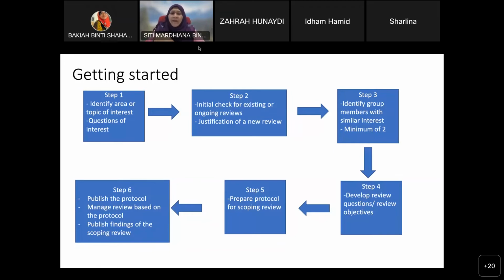And then step 5 is to prepare the protocol for the scoping review. And the good thing is that, similarly to a systematic review, you can publish the protocol. But for a systematic review, if I'm not mistaken, you have to publish in specific journals. But for a scoping review, you can publish in any journal that accepts protocols for scoping reviews. And then you manage the review based on the protocol, and then you publish the findings of your scoping review.